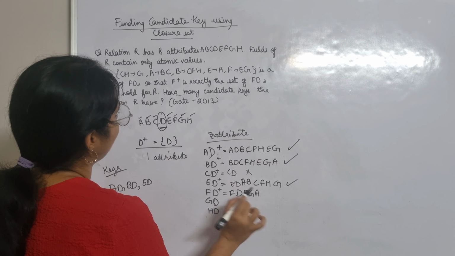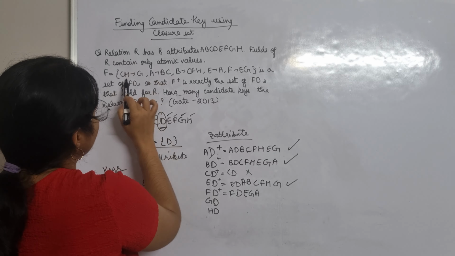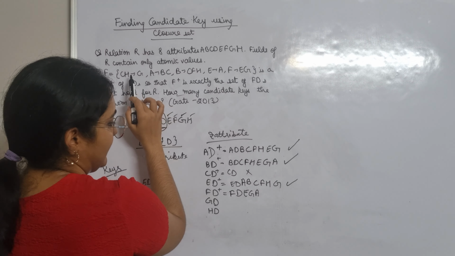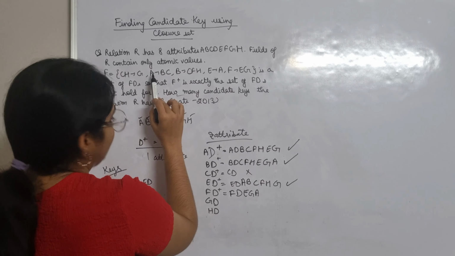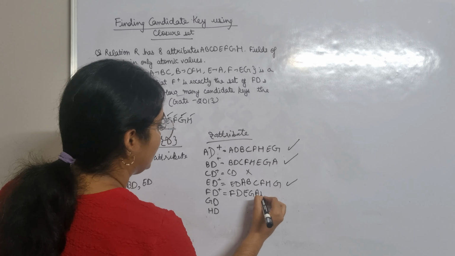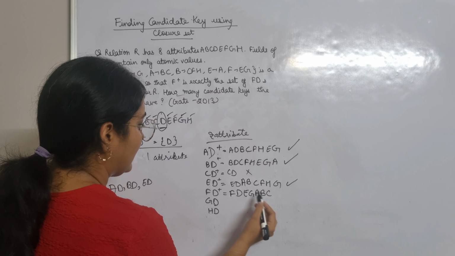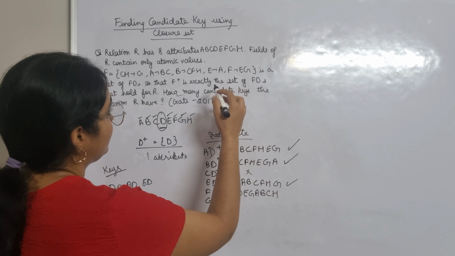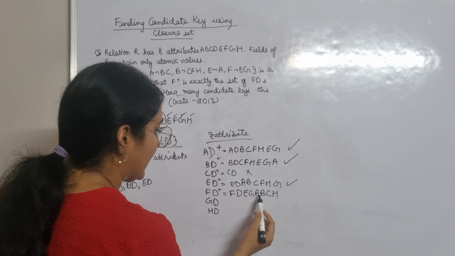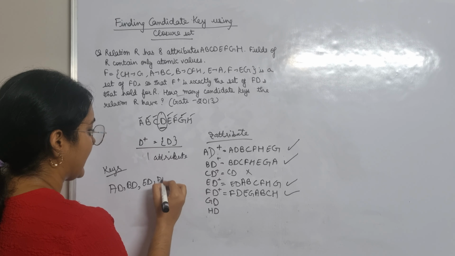F determines EG, we already have done. Now CH determines G. H we don't have, C we don't have. A determines BC. A determines B and C. Now B determines CFH. C, F, H. Now E determines A, we have. Now we have everything: A, B, C, D, E, F, G, H, everything. So FD is also a candidate key.